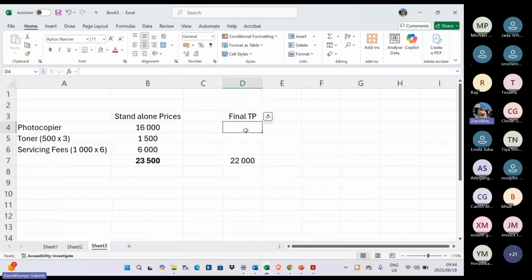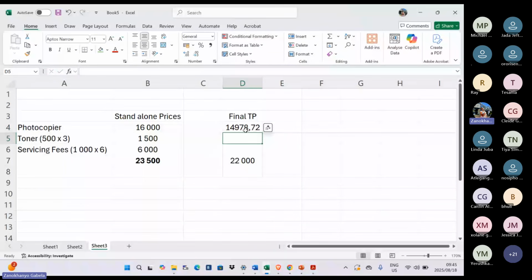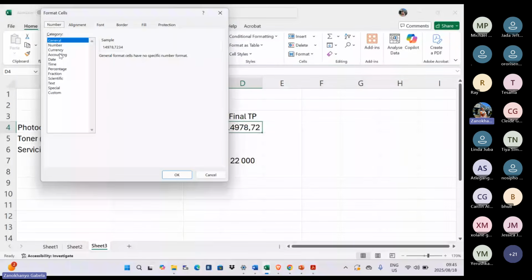The calculation is very simple. It's going to be 16,000, which is the standalone price of the photocopier, divided by 23,500, which is the total of all the standalone prices, then multiplied by the amount we expect to be entitled to, which is 22,000. Then you have 14,978 as opposed to 16,000.